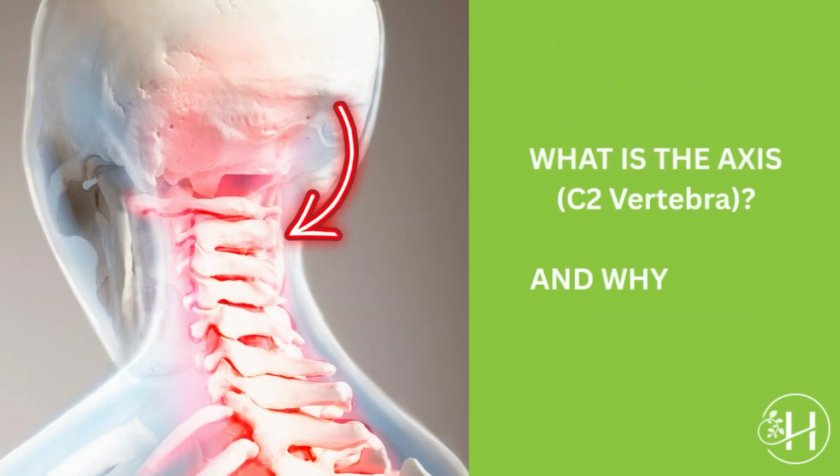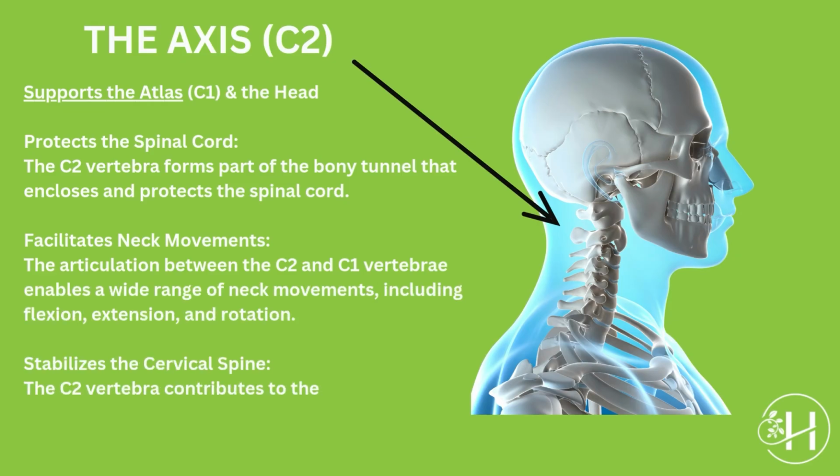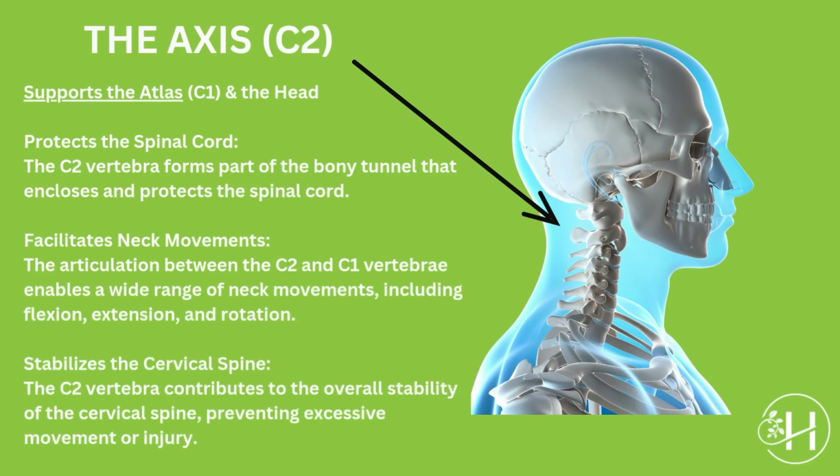What is the axis, or the C2 vertebra, and why is it so important? The axis, or the C2, supports both the atlas, the C1, and the head. It protects the spinal cord. The C2 vertebra forms part of the bony tunnel that encloses and protects the spinal cord and brainstem. It assists in facilitating neck movements, as we just saw in the 3D model, and it helps to stabilize the cervical spine. The C2 vertebra contributes to the overall stability of the cervical spine, preventing excessive movement or injury.